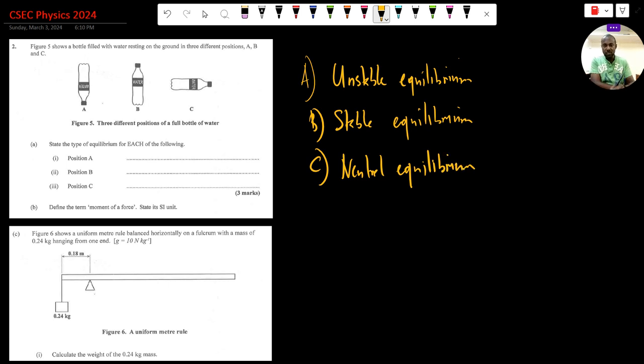Good. So position A, unstable equilibrium, it will topple over easily because the center of gravity is relatively high, the base is narrow, and so a slight displacement will cause it to fall or topple over easily. Position B is in the proper orientation, the base is broader, and because the base is broader, the same slight displacement will not cause it to topple over quite easily. It may rock back into its position. It's in a state of stable equilibrium. In position C, however, it is in a state of neutral equilibrium because regardless of how you turn the bottle, the center of gravity will be in the same position.